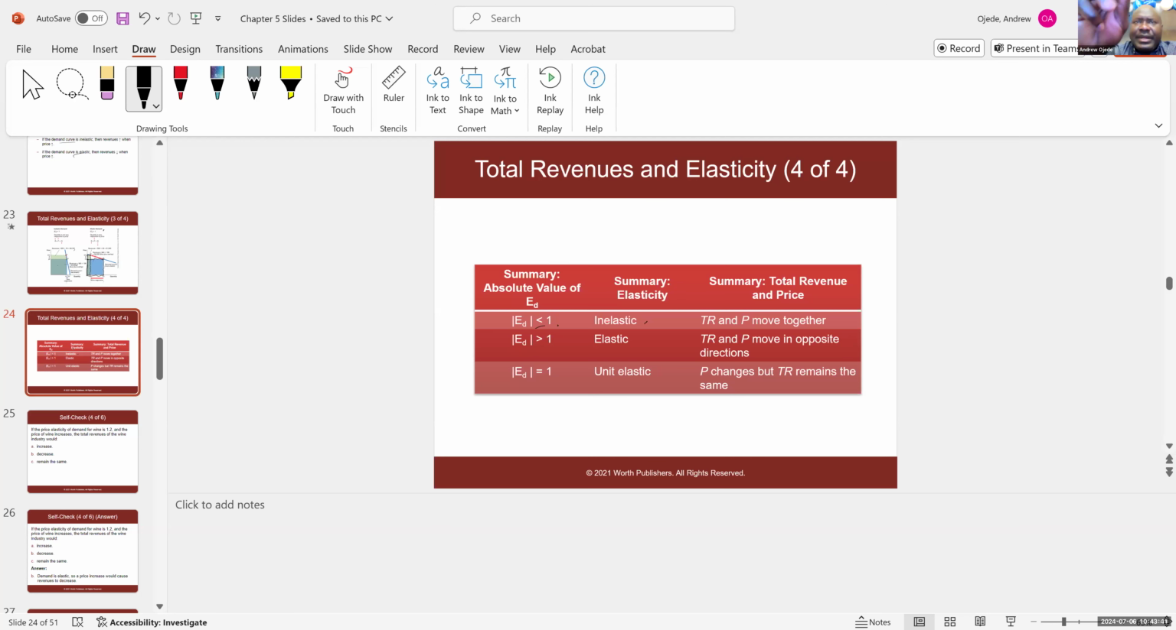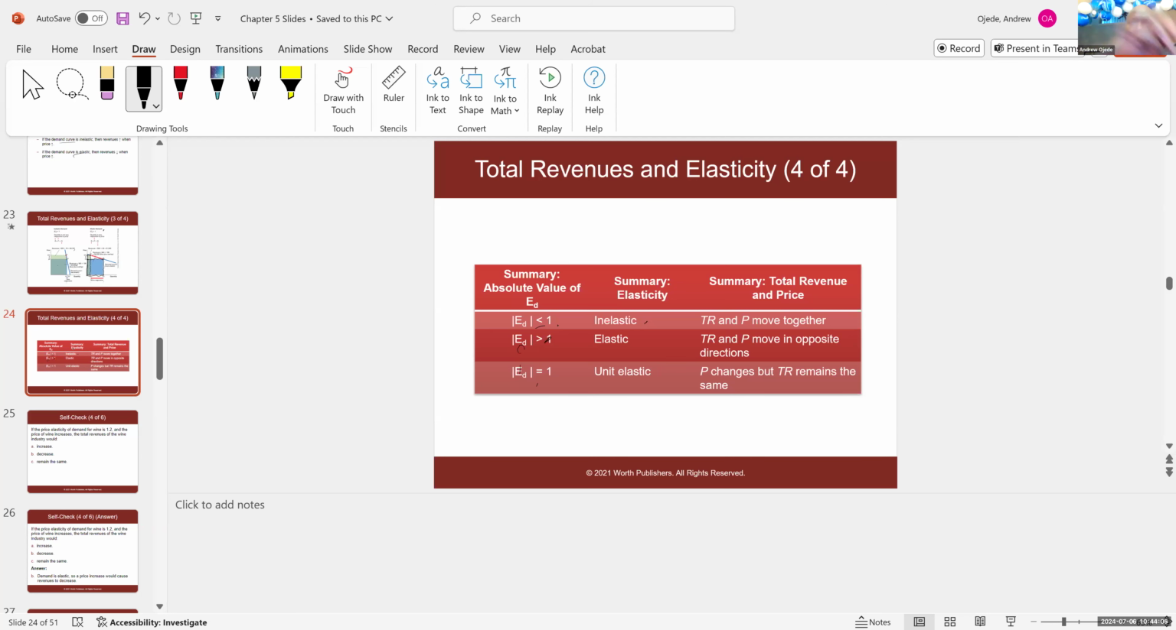But when a good has elastic demand, where the absolute value of elasticity of demand is greater than 1, total revenue and price move in opposite directions. Meaning that raising the price would decrease total revenue, but lowering price would increase total revenue. So there's an inverse correlation between price and total revenue for goods with elastic demand.